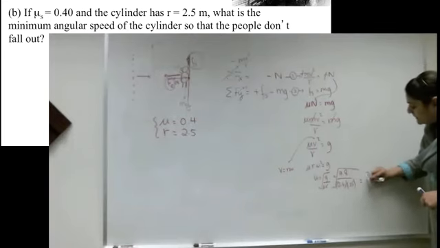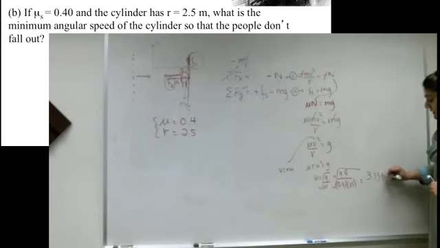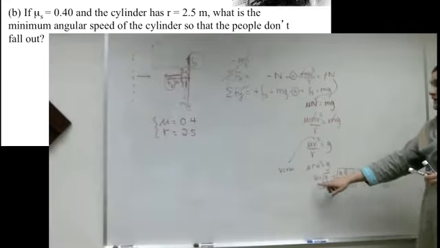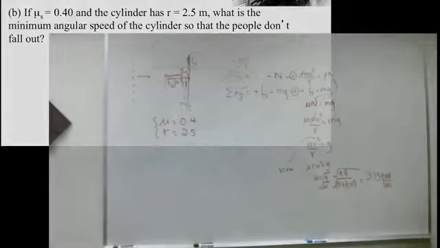I calculated to be 3.13. And what are the units going to be? Radians per second. Not meters per second, radians per second, because we're talking about omegas, right?